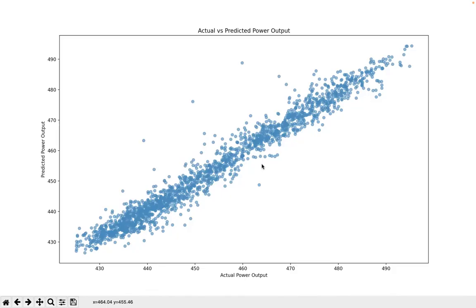Coming to this plot, it shows the relationship between the actual power output and the predicted power output generated by the model. Ideally, if predictions were perfect, all points would lie exactly on a diagonal line. In this plot, most points are close to the diagonal line, which indicates that the model is able to make accurate predictions. This chart also shows the feature importance values calculated by the random forest model.